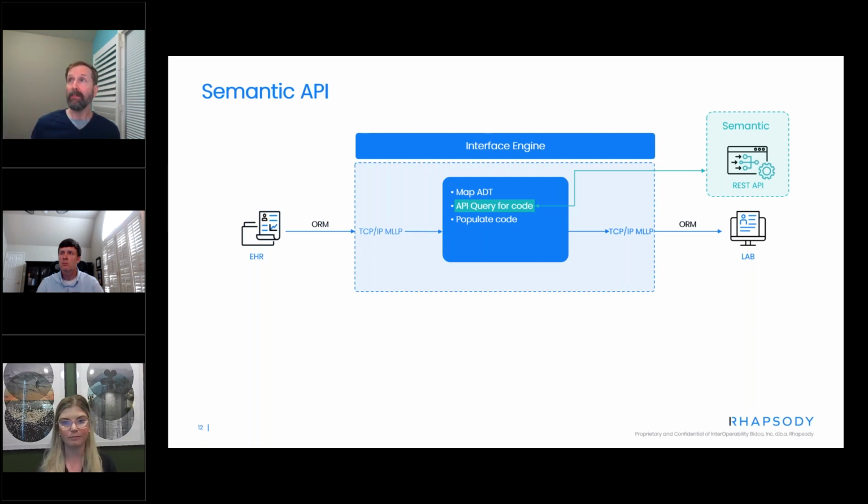So the diagram is very simple. We're still doing message enrichment. In this case, we're seeing a lab order come from the EHR and being sent outbound to the lab. Still HL7 in, HL7 out, but we're doing this request along the way to normalize something about a code or map a code from one code set to another.